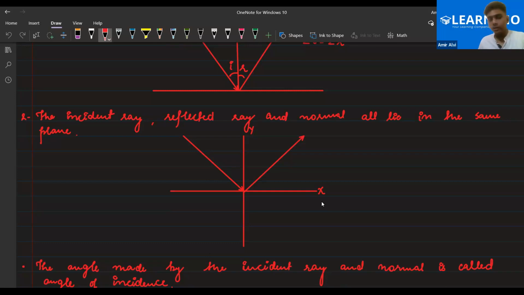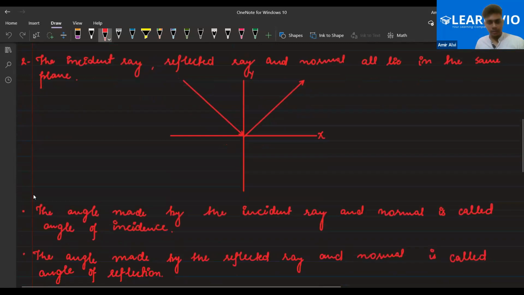So that's why this law is saying the incident ray, reflected ray, and normal to the point of incidence all lie in the same plane. So basically, these are the two basic laws of reflection that every light ray follows. Clear, everyone? Okay, so next thing.